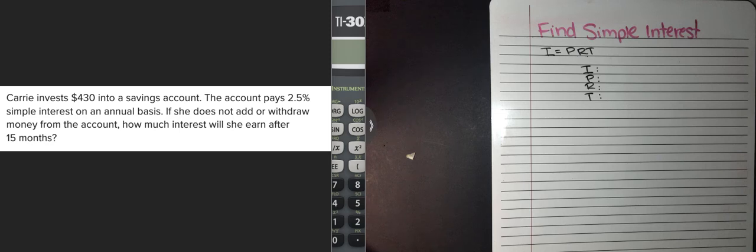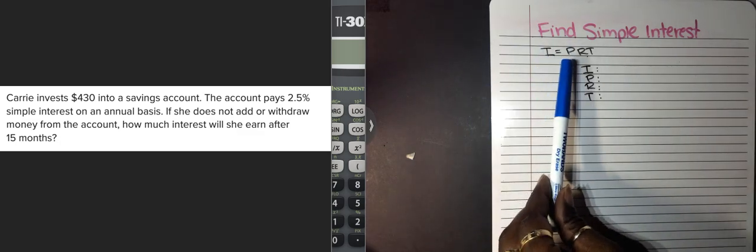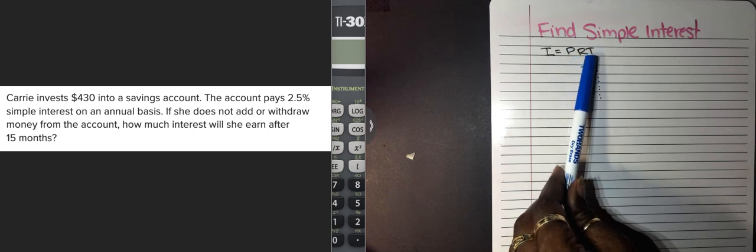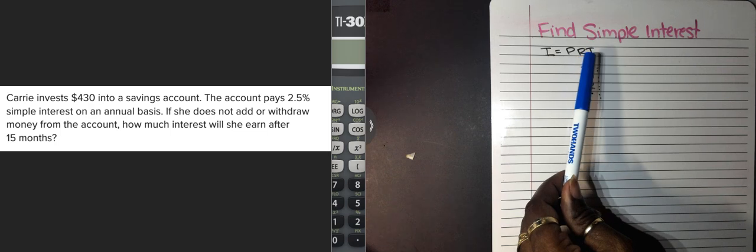Okay, so in this example, we're going to do the same thing. We're trying to find the simple interest. So we know that the formula for finding the simple interest is I equals P times R times T. In other words, interest is equal to principal times the rate times the time.